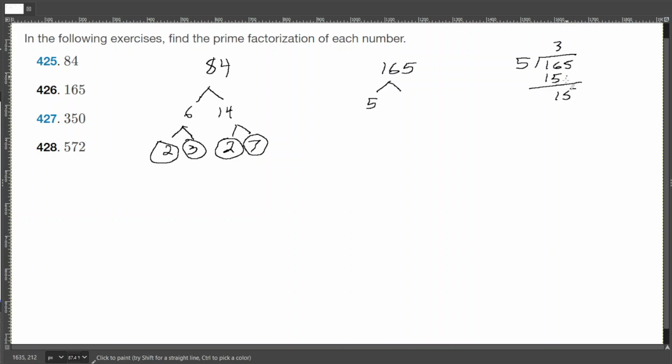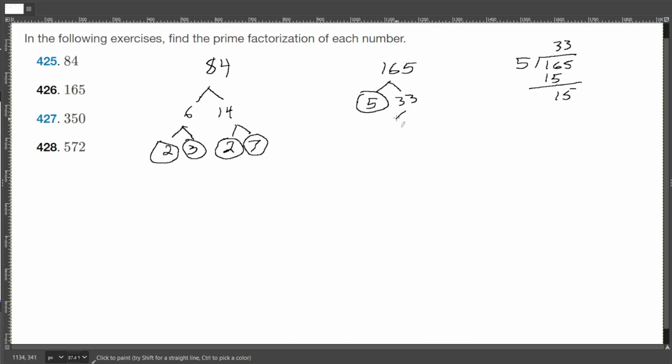Bring down the 5, so that'll be 3 again. So 33 times 5 is 165, sorry. But now what? So I know 5 is prime. I can't break that down any further.